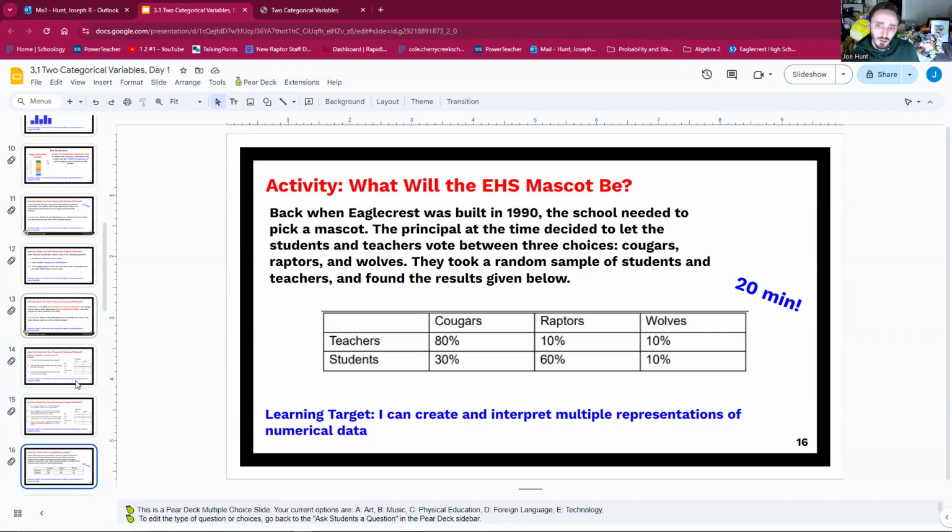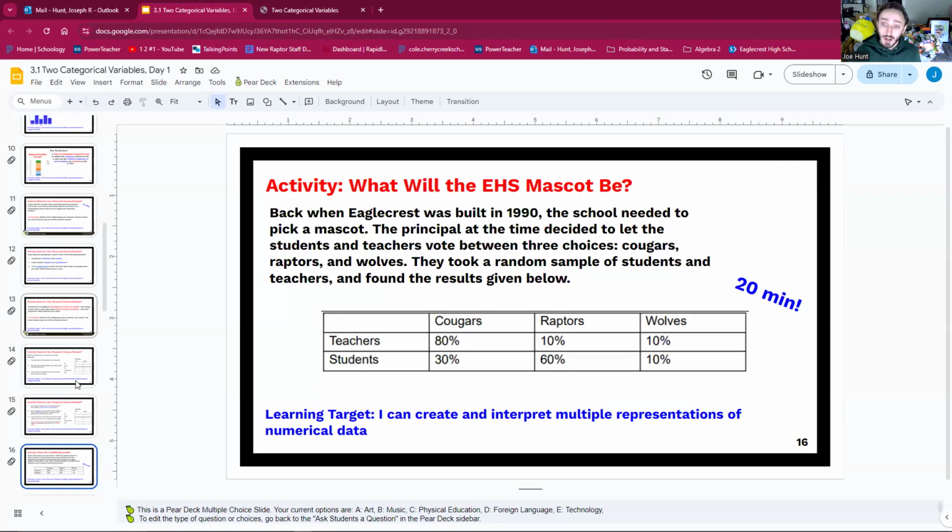The next activity I want to get into is on page 50. It's called What Will Be the EHS Mascot? Now, this is actually a true story. Back when Eagle Crest was built in 1990, they had to take a vote to choose who their mascot was going to be. At the time, the principal decided to let the students and the teachers vote between three choices: the Cougars, the Raptors, and the Wolves.